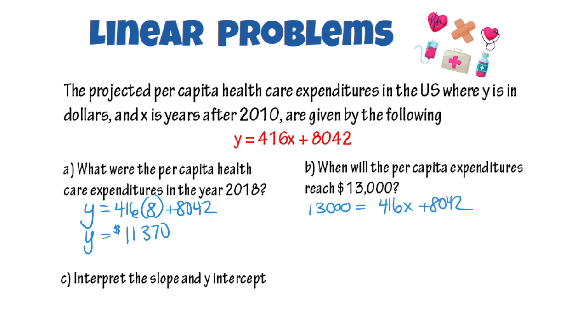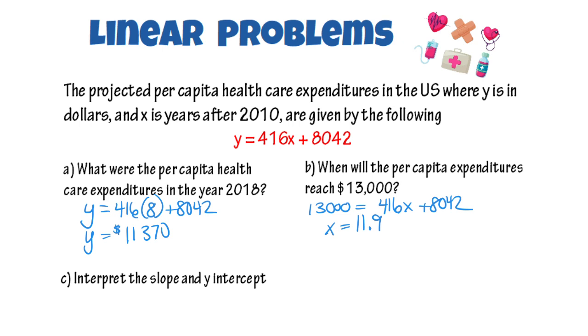I'm going to do this all in one shot. I'm going to take my 13,000, subtract the 8042, and then divide by the 416. And what I'm getting for X is 11.9. Now, remember what that means. That's 11.9 years after 2010.